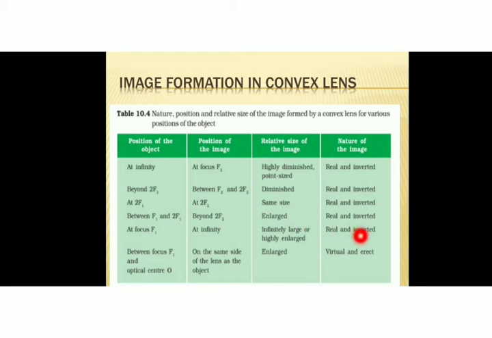So the convex lens produces a virtual and erect image, also a virtual and enlarged image, only for this position. For all other positions it produces a real and inverted image. So this position is very important. So at which position does a convex lens produce a virtual, erect and enlarged image? When the object is between focus f1 and optical center O. This position is very important.